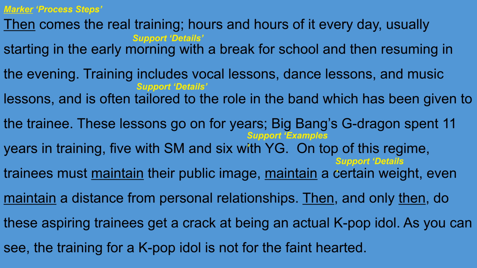And then we support with some more details about how they have to keep a public image, a good weight, and not get into any personal relationships. Note that we are using diacope here, repeating the word "maintain, maintain, and maintain." And we're also using asyndeton as well in the last part there before "even." There's no conjunction in order to just continue as speedily as possible.